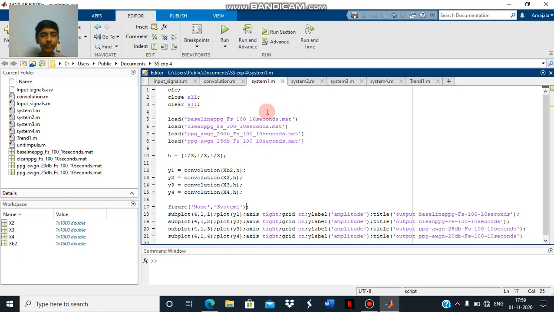Here for system 1, initially I loaded all the input signals, and as I said before, the impulse response is 1 by 3, 1 by 3, 1 by 3. Here I have convolved the four signals with the impulse response for getting the output. Here I have plotted the signals. So I run the program.